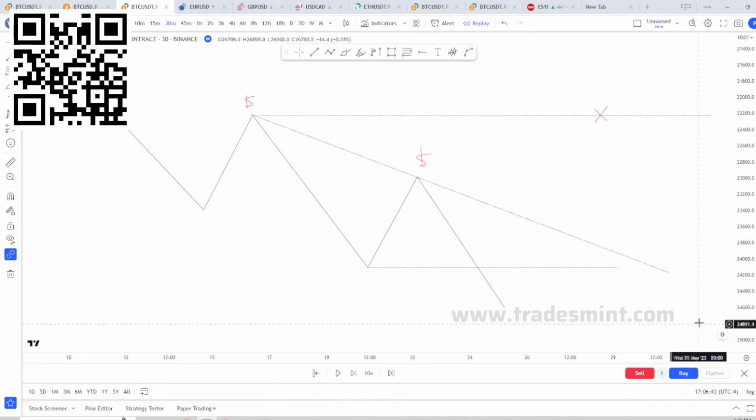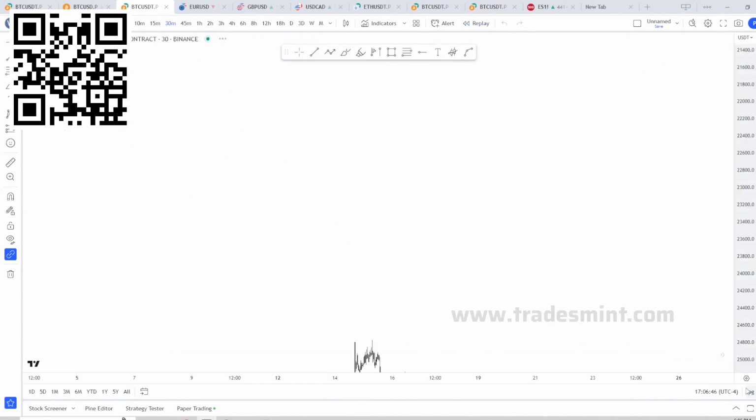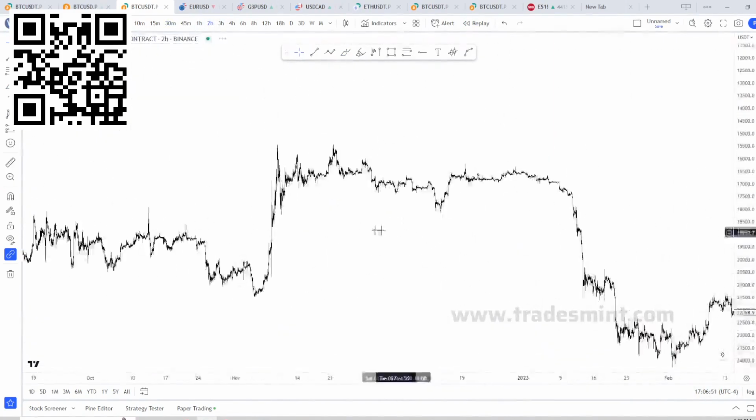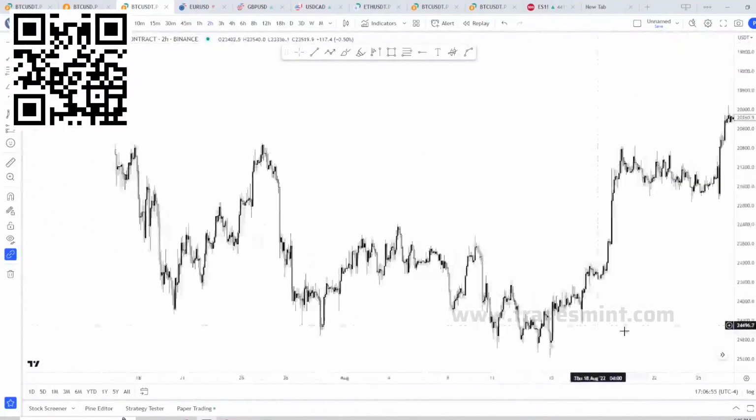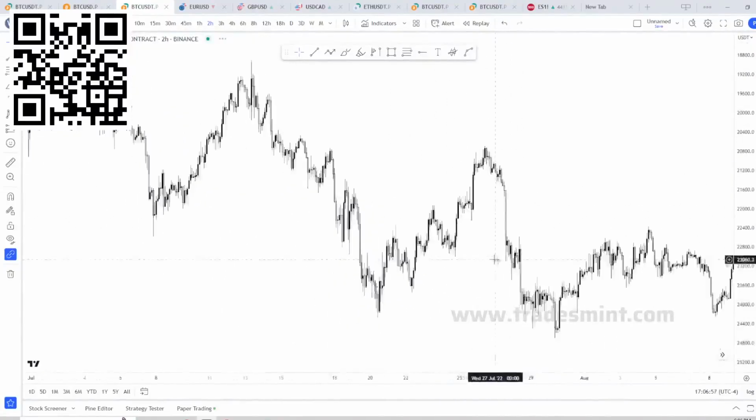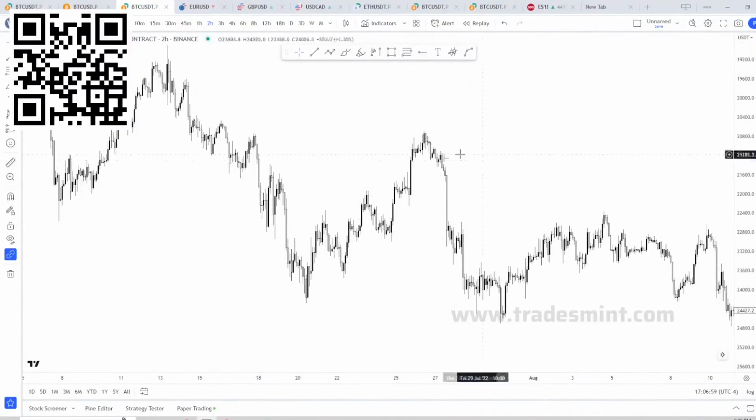So let's look at a couple more examples before we wrap this up. Just go to the 2 hour on Bitcoin and we'll see what we have. And of course, you'll find this across many smaller time frames, but sometimes you'll see ones where you don't hit the entire target. Maybe, again, there was a reason why. So this was clearly one.